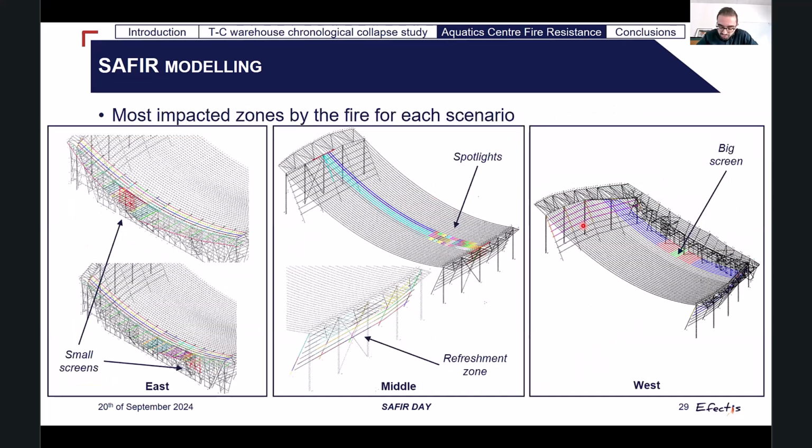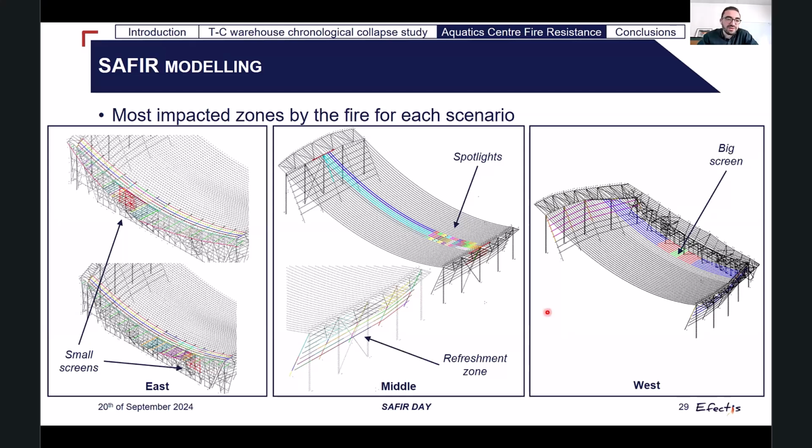Here, I wanted just to resume the fire scenarios on the most impacted zone by the fire for each scenario. So on the east model, we had the small screens that were impacting mainly the steel facade and the catenary beams here. On the middle model, we had the fire in the refreshment zone, which was impacting mainly the columns and the wooden hall here, here. And the spotlight fire and the big screen were impacting mainly the catenary beams here and here.